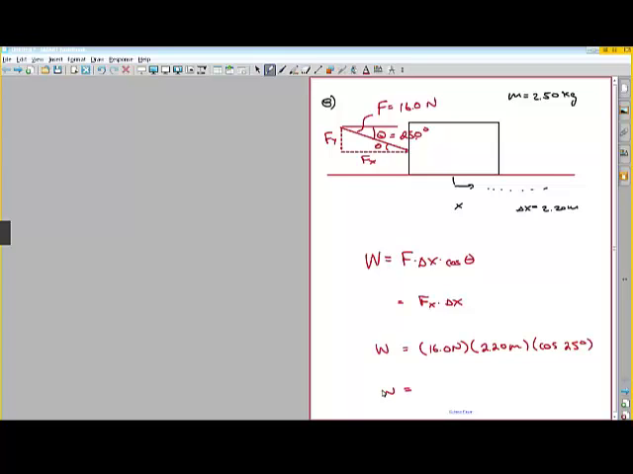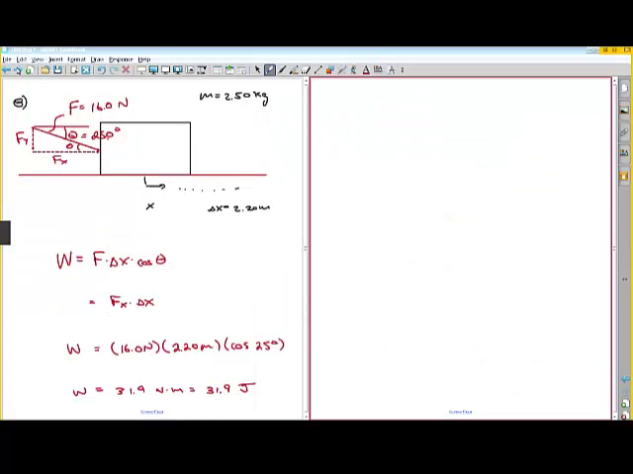So let's see what we got. 16 times 2.2 times cosine, let me make sure I got it in the right mode, it's in degrees, 25, cosine 25. And I get 31.9. Okay, work is Newton meters. It's also joules, 31.9 joules. Okay, so that's part A.